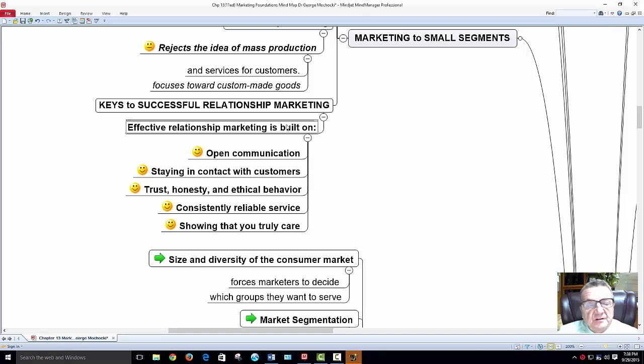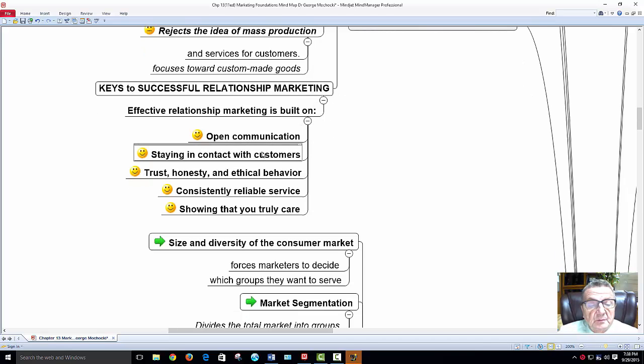Okay, keys to successful relationship marketing: open communication with your customer. Be frank with them. Stay in contact with your customers through emails, through some of the apps. Trust, honesty, ethical behavior, consistently reliable service. Like it or not, I paid for it. I don't want to come back and get an exchange. Well, we gave you one. It's the time I had to take it apart. I had to drive to the store. My time is worth something. Dr. George, give me a break.